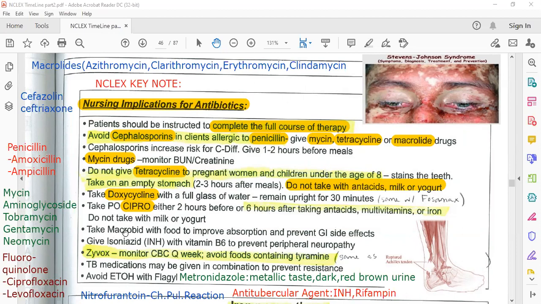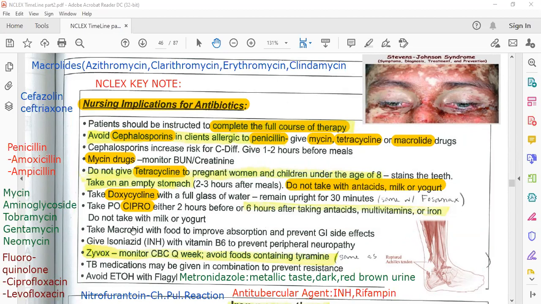And take the Macrobid with food to improve the absorption and prevent GI upset. So Macrobid is basically what we call nitrofurantoin.